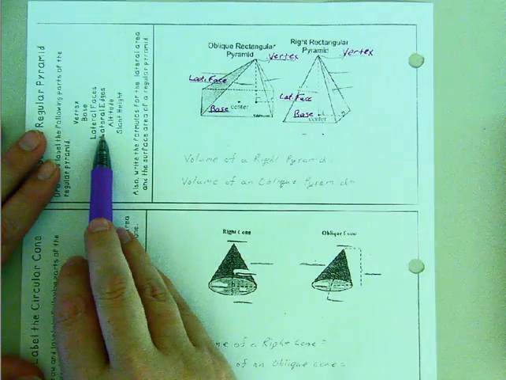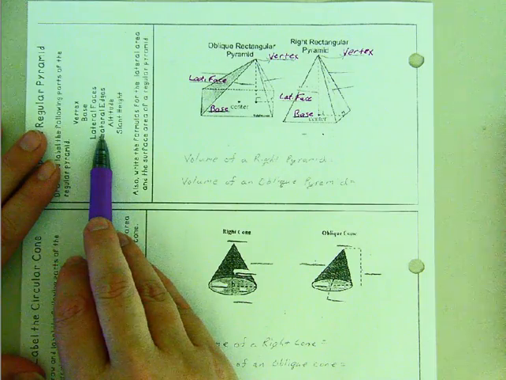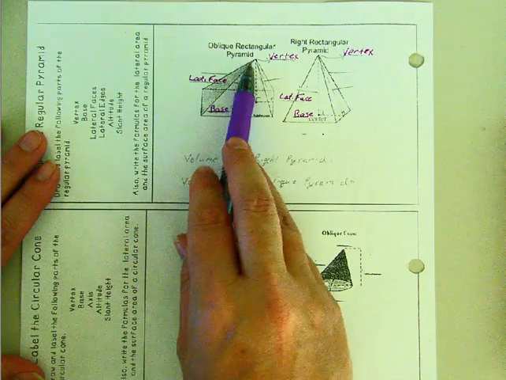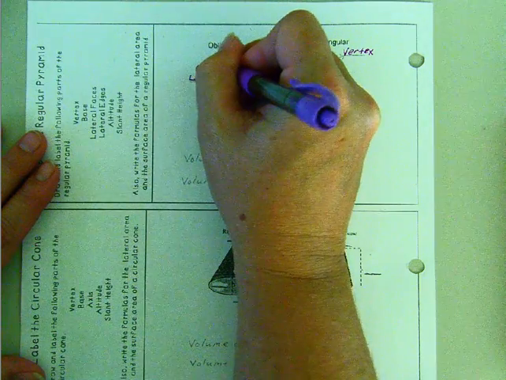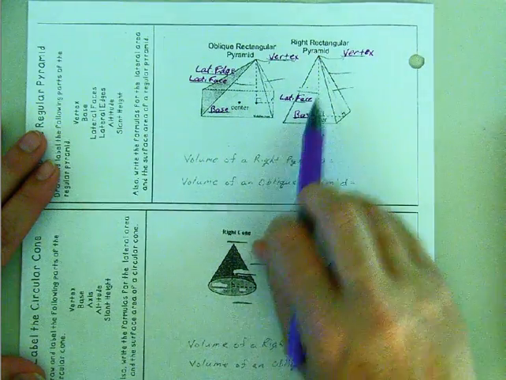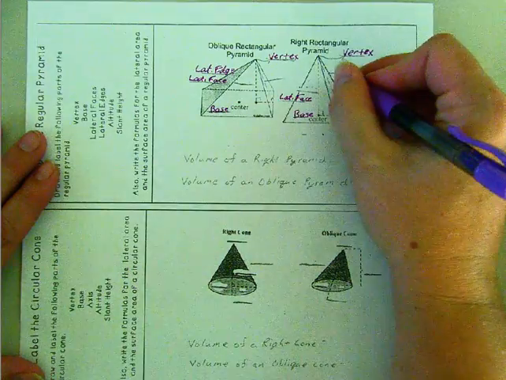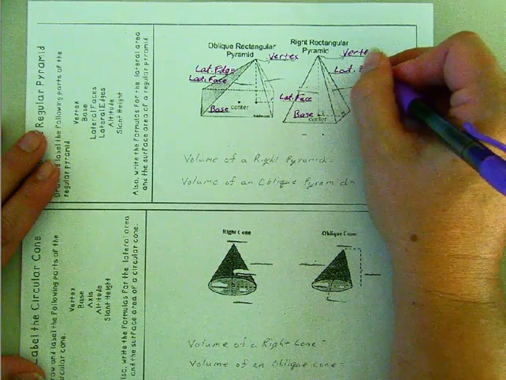Next one is our lateral edges. Remember, edges are where the faces intersect. So this would be an edge here. So this top one is a lateral edge. And then over here, we've got it pointing to an edge here. So lateral edge.